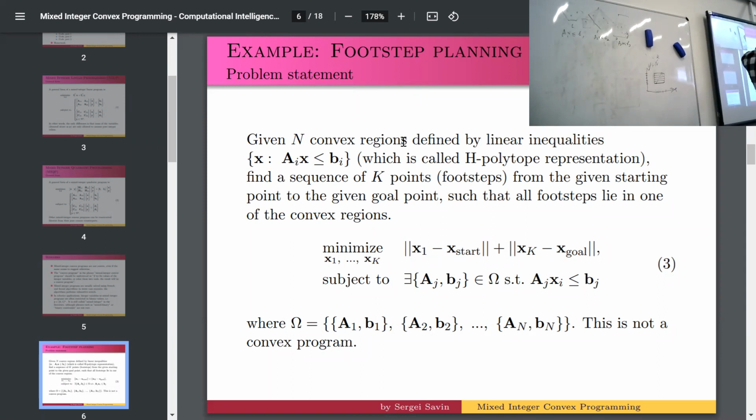So expression number 3. Is it convex? Is it convex?